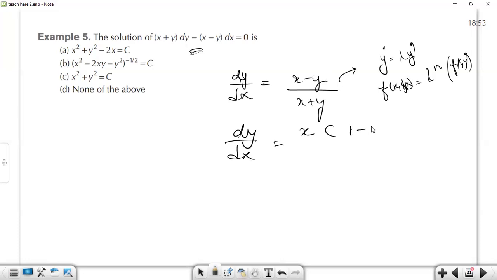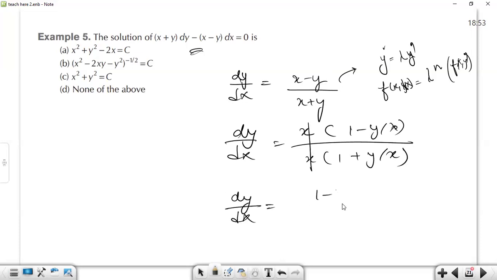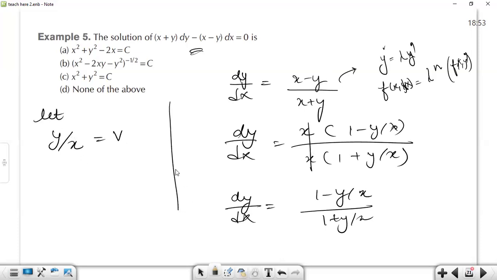So 1 minus y over x, divided by x, common again y over x. X cancels x. Now this is a function of y over x, right? So this is a different homogeneous differential equation. Now what we can do is assume y over x is v, right? Yes, sir. So solving it further will give us this.